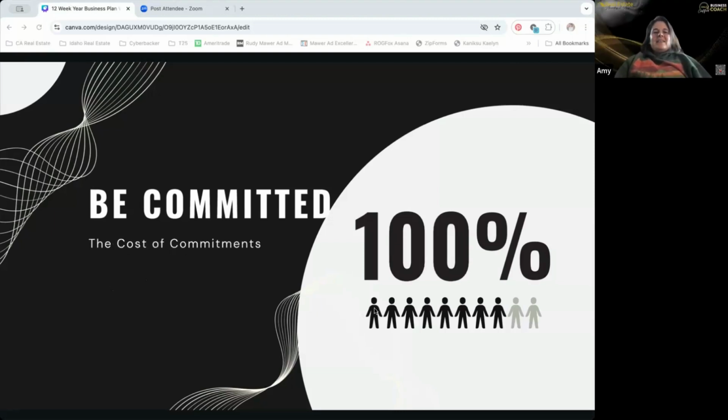All right. So when we make those commitments, it's also important to understand the cost of the commitment because every commitment that we make has a cost. For example, if you commit to host 10 open houses, which I just mentioned, during your 12-week goal, that means that you're going to be giving up 10 Saturdays or Sundays, or maybe a combination of both.